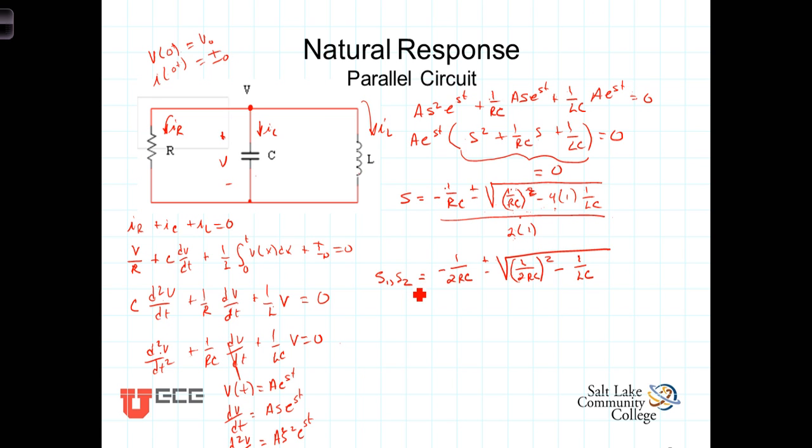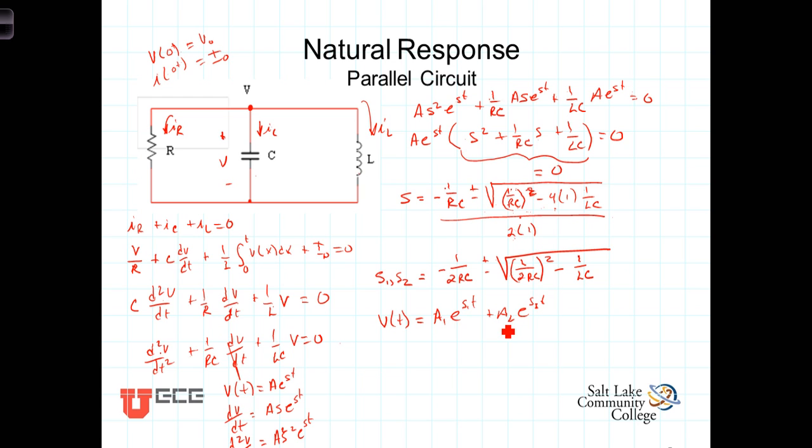And to accommodate those 2 values of S, we're then going to expand to a complete solution. V of t then is going to equal some A1 e to the S1t plus A2 e to the S2t, where A1 and A2 are constants that are dependent upon the initial conditions of the circuit. And we'll use the initial conditions to determine A1 and A2 as we go forward. But first, we need to look at these terms now.